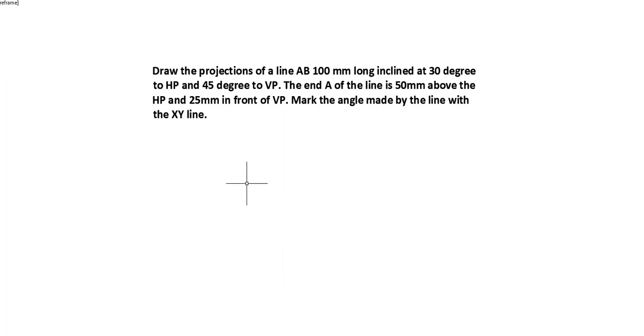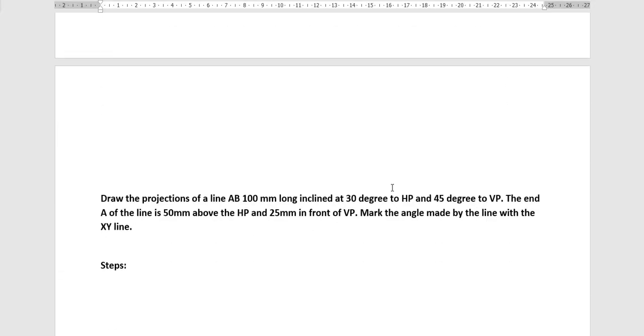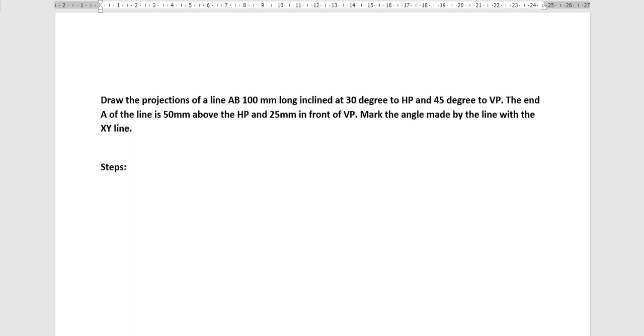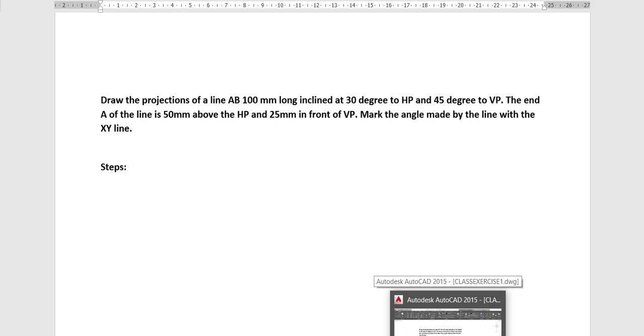So this is our problem, that is to draw the projection of a line AB 100 millimeter long, inclined at 30 degrees to HP and 45 degrees to VP. The end A of the line is 50 millimeter above HP and 25 millimeter in front of VP. Mark the angle made by the line with the XY line. Okay, so I've written it here. We shall be doing this problem, and while doing it, I'll write down the steps for solving such a problem.